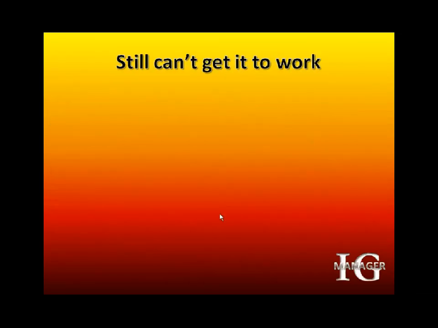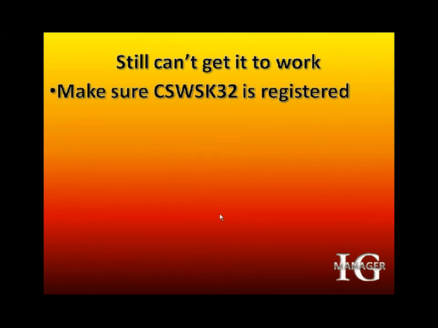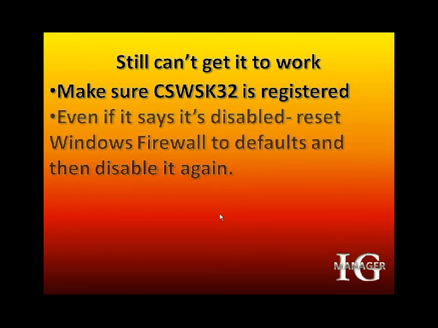If you still can't get it to work, even if you ran the install, go ahead, hunt down your CSWSK32.ocx and register it. Make sure it can be registered. Okay? And my favorite, even if Windows Firewall says it's disabled, sometimes it's not. So open up Windows Firewall, go to Advanced, reset to defaults, which will turn it back on, and then disable it again. And then restart everything. That is a good majority of when we have problems.